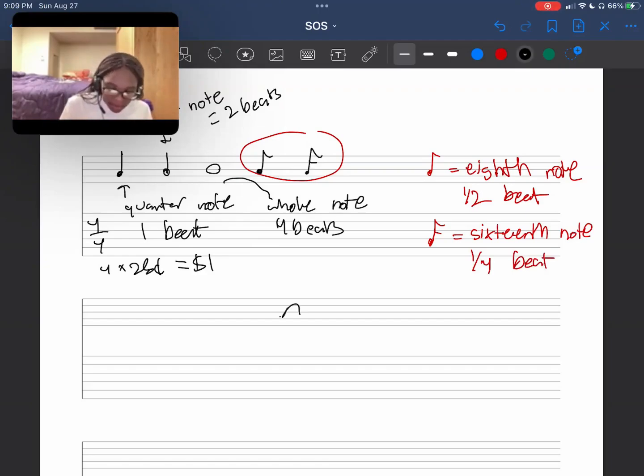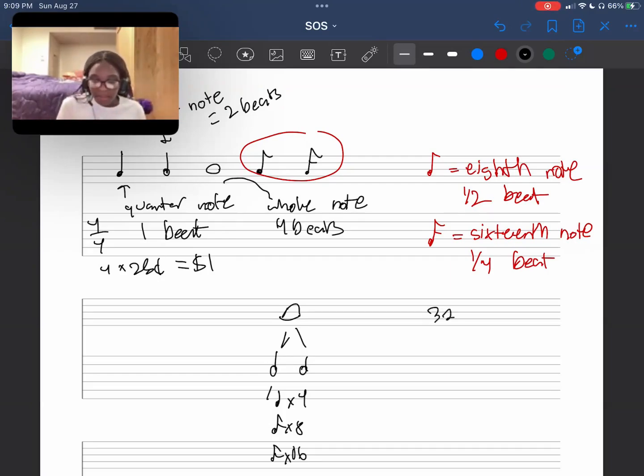In a whole note, 2 half notes make that up, which relate to 4 quarters, which relate to 8 eighths, and 16 sixteenths. You can go even deeper. We can do 32nds, you can do 64ths, 128ths, and it really goes deep.